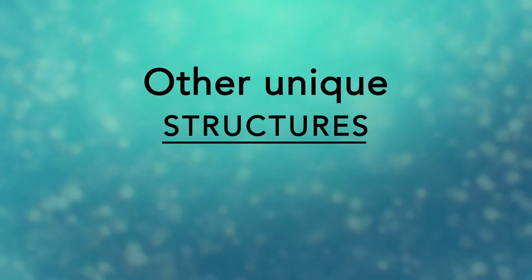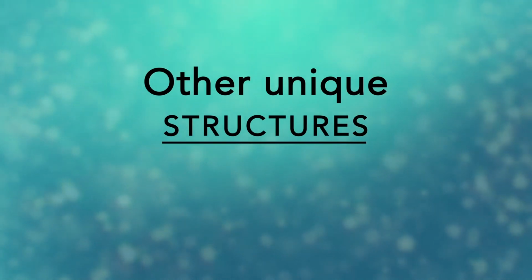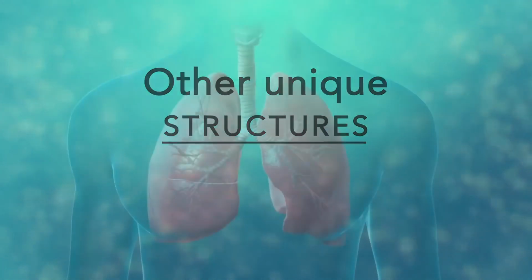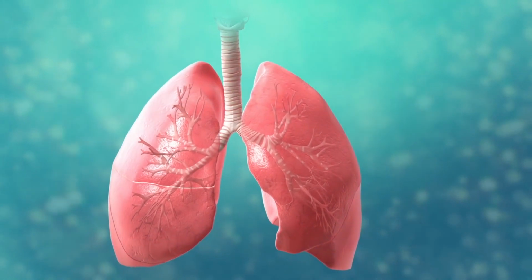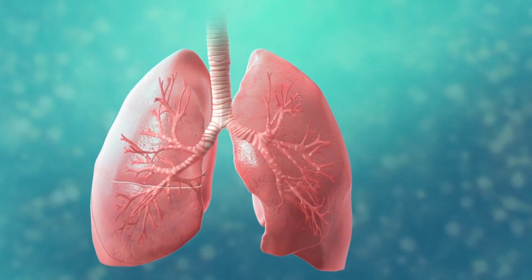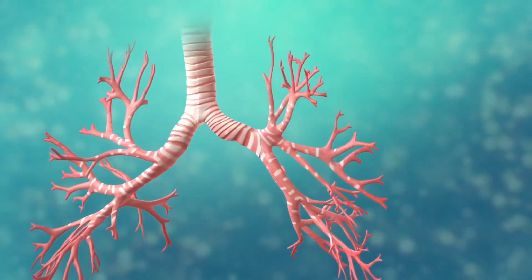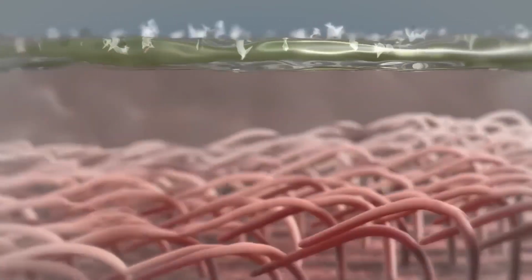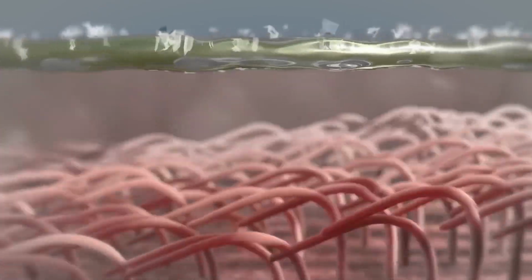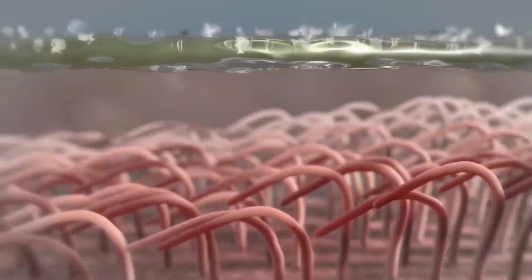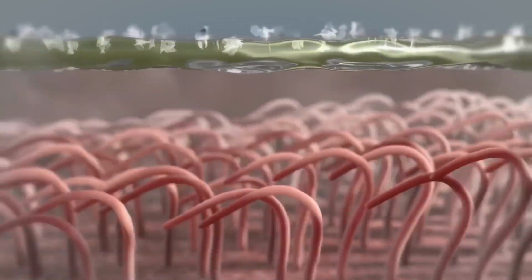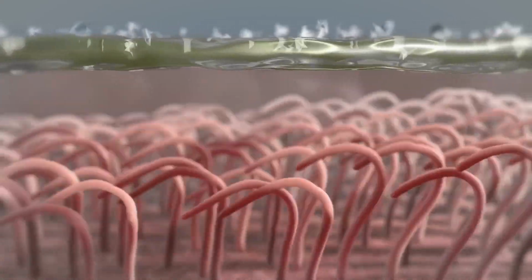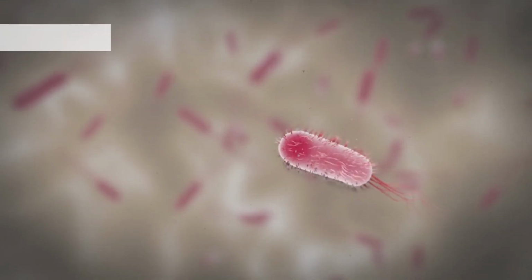There are many other unique structures that only some cells have. Here are just a few. In humans, for example, the respiratory tract is lined with cells that have cilia. These are microscopic hair-like projections that can move in waves. This feature helps trap inhaled particles in the air and expels them out when we cough.